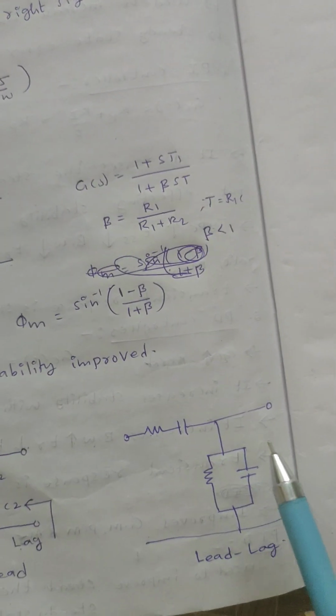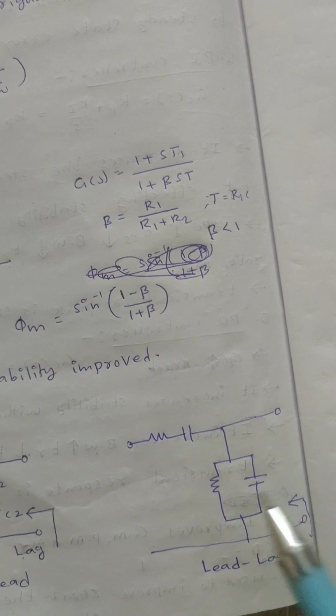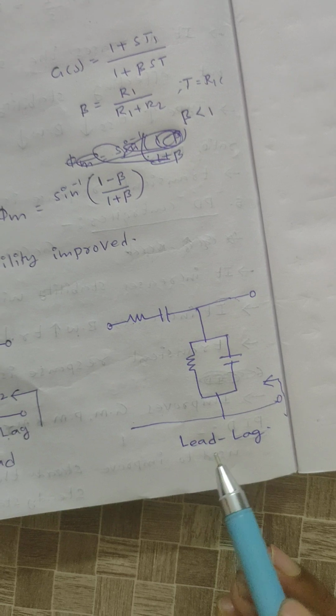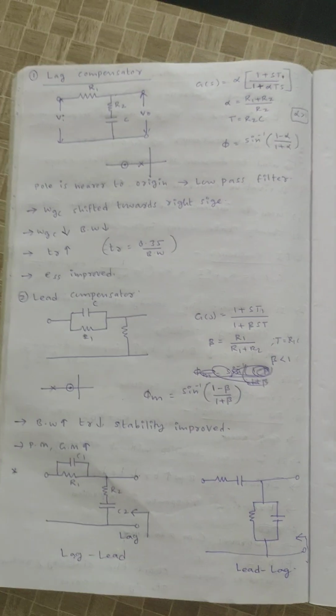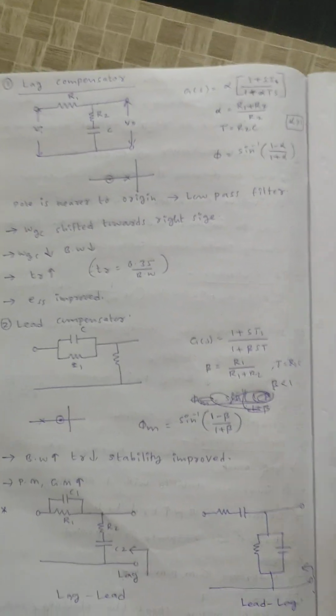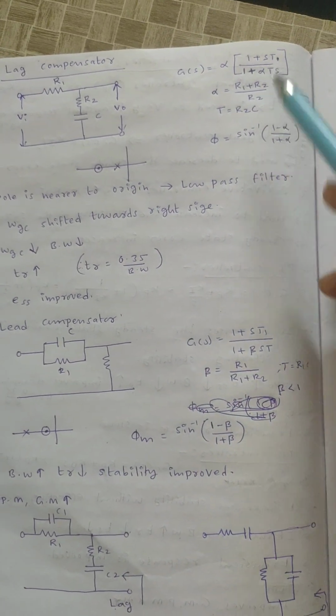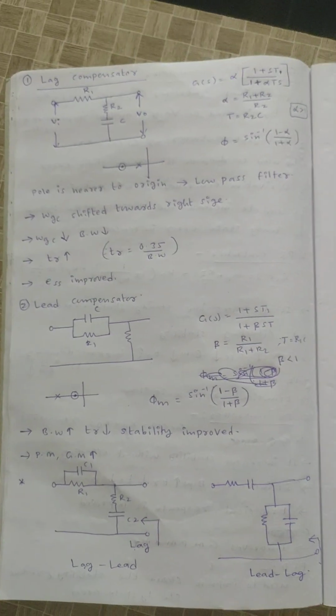Okay, next similarly here. First a parallel combination is present, right? That is lead. Next a series combination is present, right? Lag. Then the given compensator is a lead-lag compensator. Okay, from these two topics you may get problems. You can solve problems on this transfer function. Okay, thank you all.